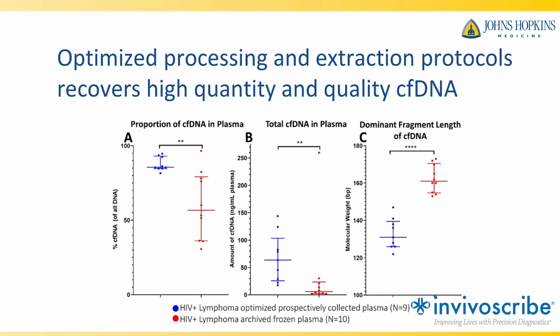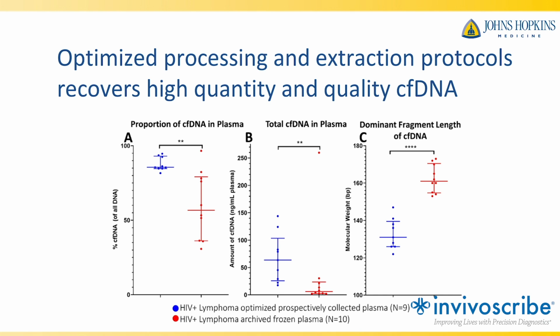But when we did this processing optimization and numerous rounds of extraction optimization, we finally found, when we compare the archived specimens, which are in red, and the prospectively collected specimens in blue, that the majority of the DNA we were recovering in the optimization tubes was probably cell-free DNA, 85%. I'm not saying it's tumor DNA, but it's cell-free DNA. And the amount ranged from 20 to 30 nanograms per ml of plasma up to, in several cases, almost 150 nanograms per ml of plasma.